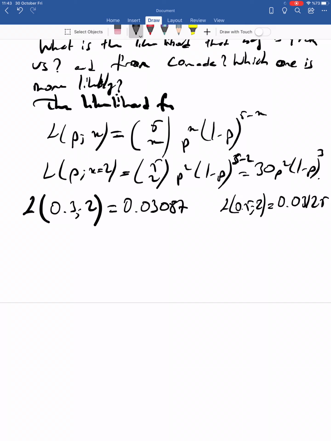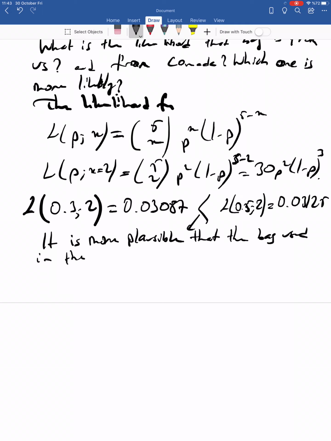And when we calculate it for the United States, we get 0.03125. The likelihood for the United States is slightly bigger than the other one, but this shows us that it is more plausible that the bag used in the experiment was from the United States.